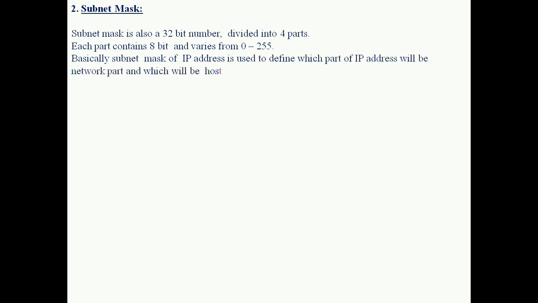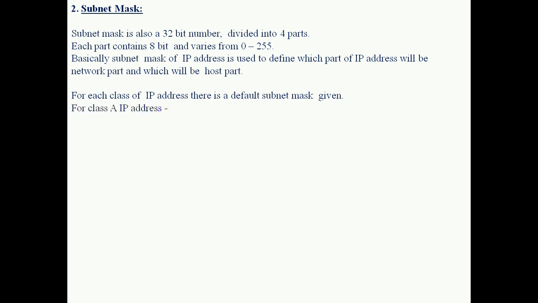Now, secondly, we will learn about subnet mask. What is a subnet mask? A subnet mask is also a 32-bit binary number divided into 4 parts. Each part contains 8 bits and varies from 0 to 255. Basically, the subnet mask is used to define which part of the IP address will be the network part and which will be the host part. For each class of IP address, there is a default subnet mask, as given.